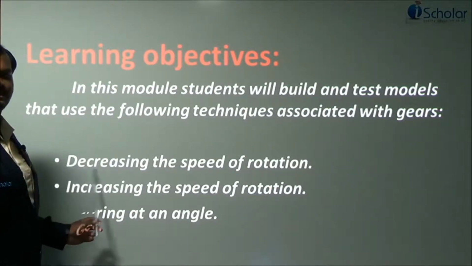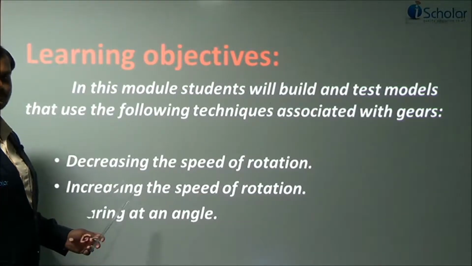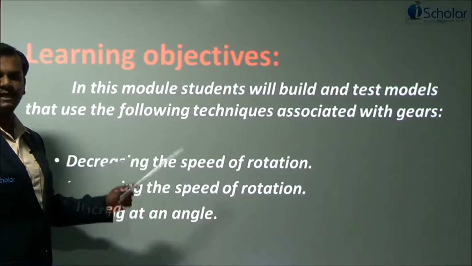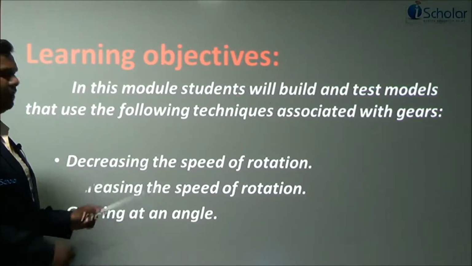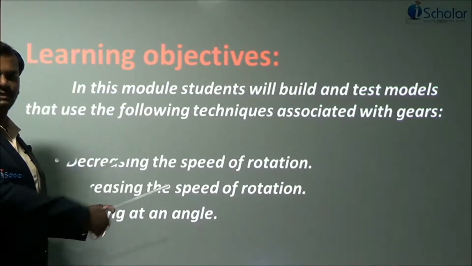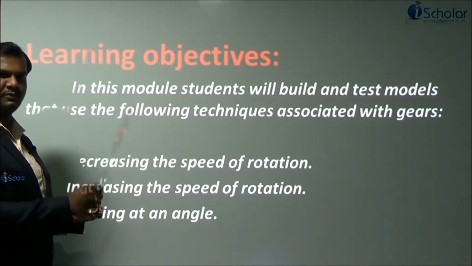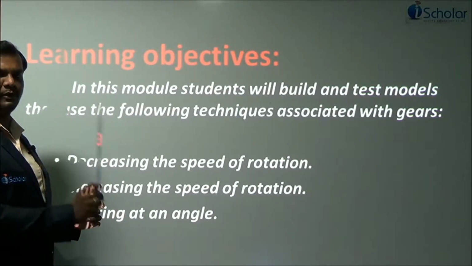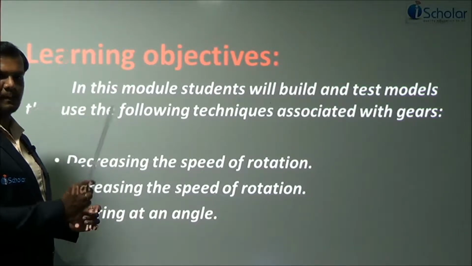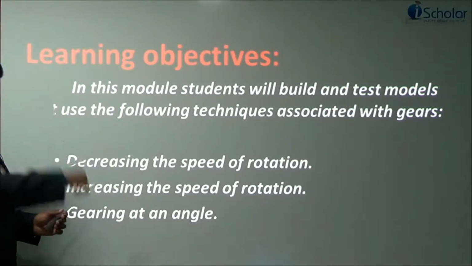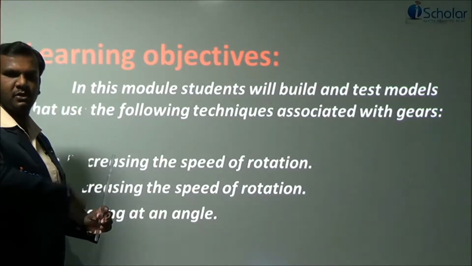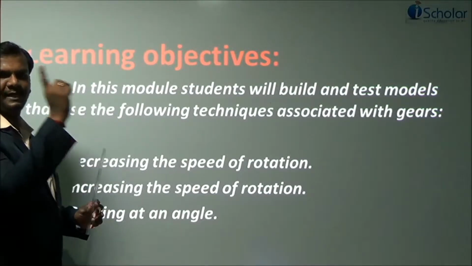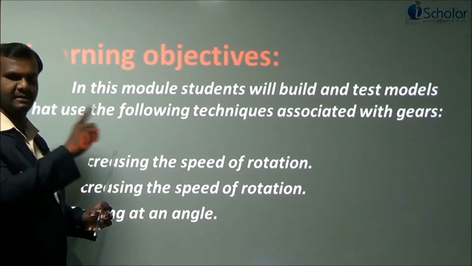So, sir, what is decreasing the speed of rotation? You have seen an image in the previous slide, right? I told you, when a person slowly rotates the handle, the motion will be very slow. So you all will be rotating in a slow manner. The same way, if he increases the speed, if he rotates very fast, then the people sitting above will also be rotating very fast.